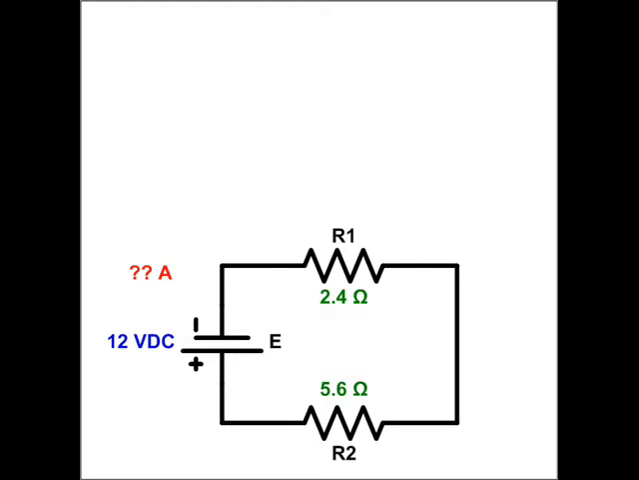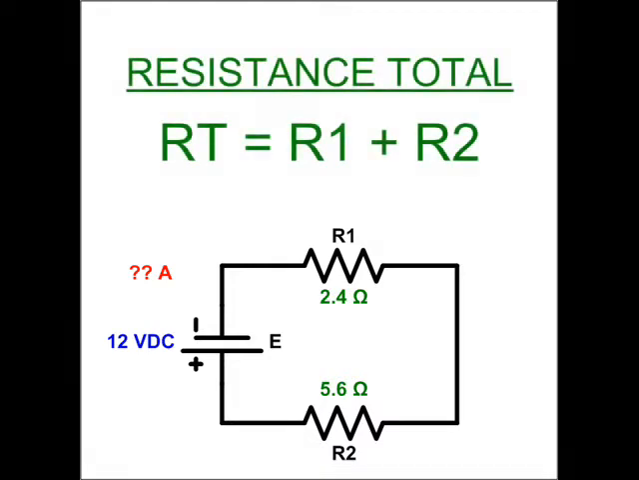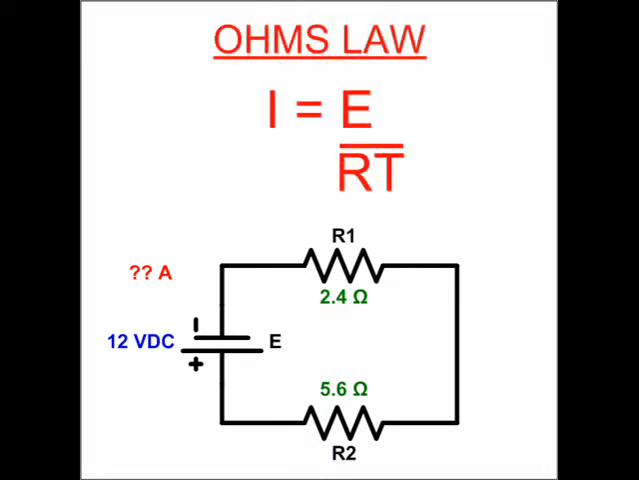To solve the current of the circuit, we will have to use 2 mathematical formulas. First of all, the resistance total, which is simply R1 plus R2. And secondly, Ohm's law, where we will divide our source voltage by our total resistance in order to calculate the current of the circuit.